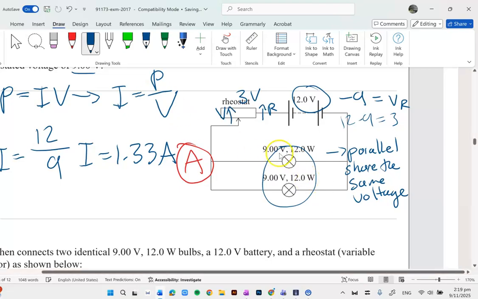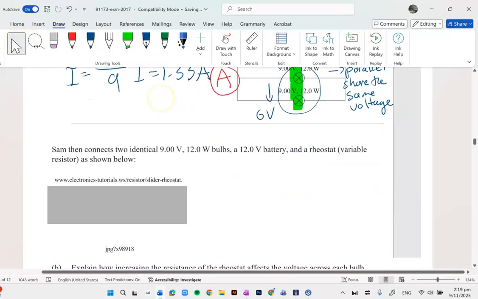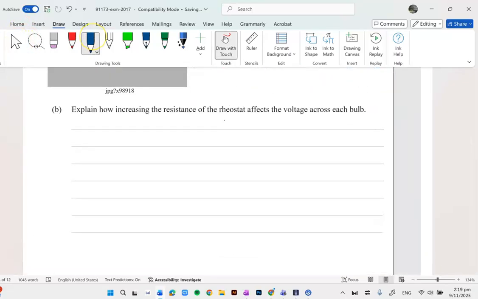Now, remember, if the voltage goes up here, that means the voltage across the light bulbs is going to decrease because it has to stay within this 12 limit. So let's say, for example, this became 6 volts. Okay, that means these two bulbs here are going to drop to 6 volts, for example. So I'm going to write that out as a paragraph.